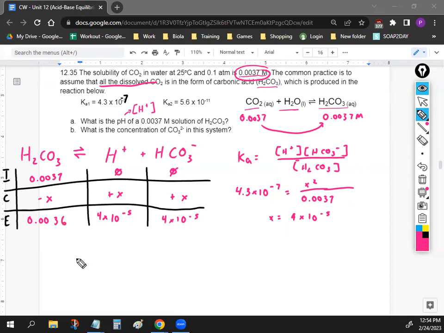Any questions on that first ICE table? That's good. Hopefully this is pretty easy now.